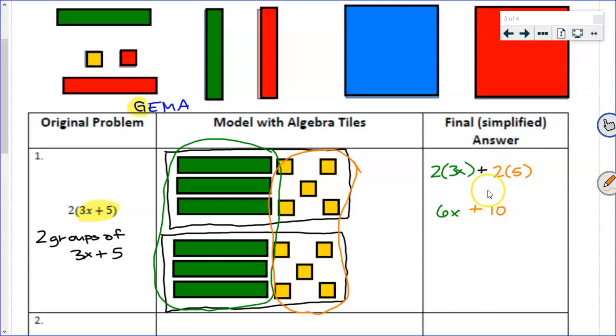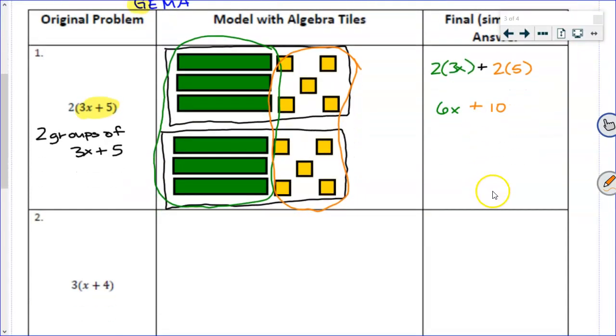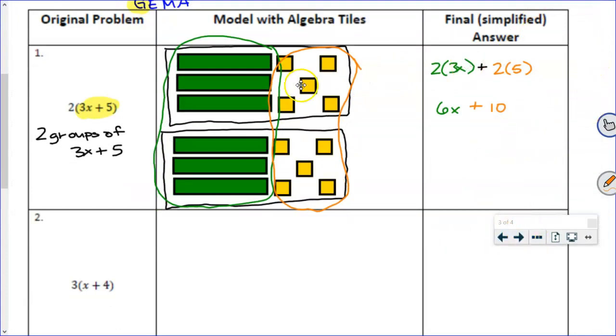That's going to be especially important as we start dealing with some negatives in some of the future problems. So please make sure that your paper looks like my screen. Please make sure you've got your models drawn. Please make sure you are showing two groups of 3x and two groups of 5. And then showing that complete simplified answer, 6x plus 10.